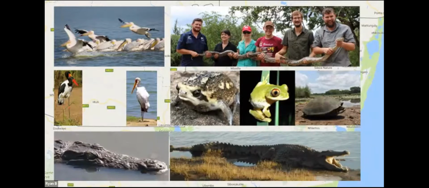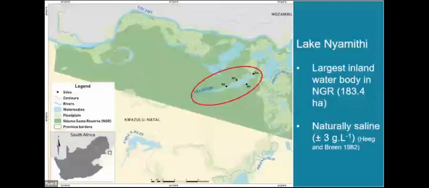It is also a biodiversity hotspot with some of the highest diversity of birds, reptiles, and amphibians. This game reserve also houses the third largest crocodile population in South Africa. Located within this reserve is Lake Inyamiti, the largest inland water body of the Ndumo Game Reserve. It is a naturally saline lake with an average salinity of about 3 grams per litre. The Pongola River floodplain is located on a marine Cretaceous bed, which leads to naturally saline groundwater that seeps into the water table and Lake Inyamiti.